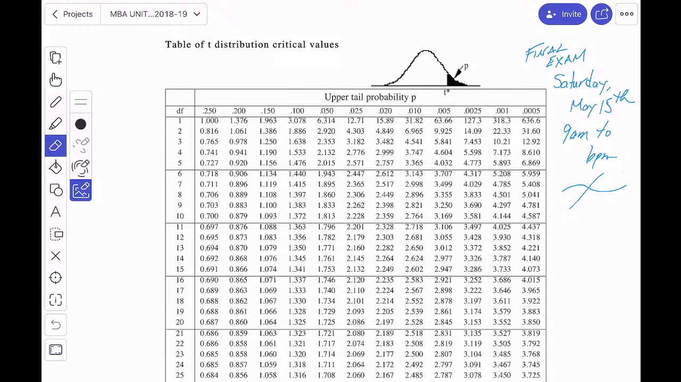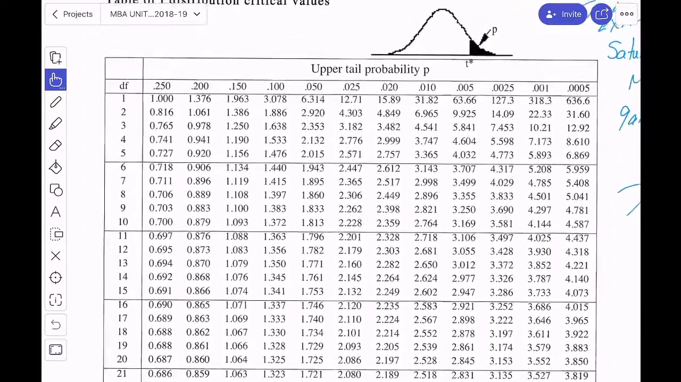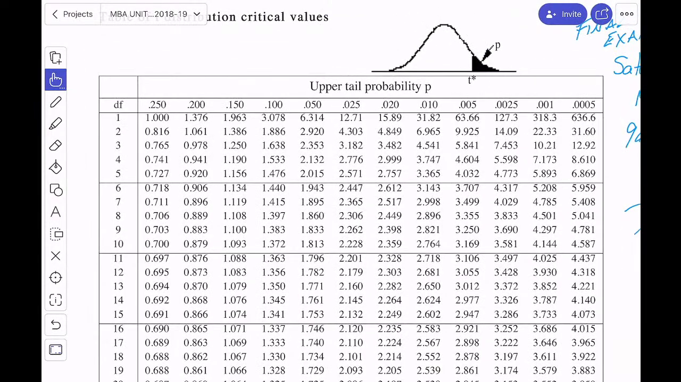All right, so let's see. Let's look at the t distribution. Do you have any other questions for me before I start? So this is the t-table, and it corresponds to this distribution. This is the t distribution.